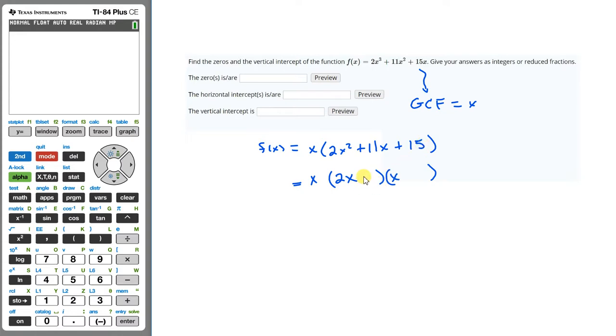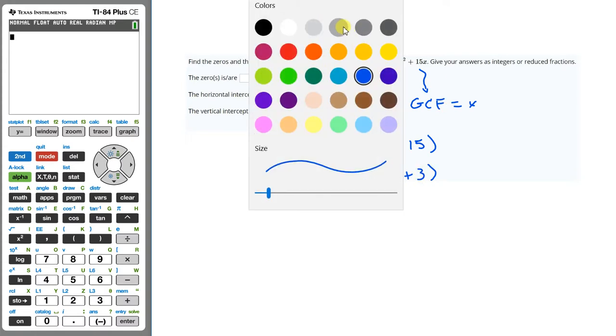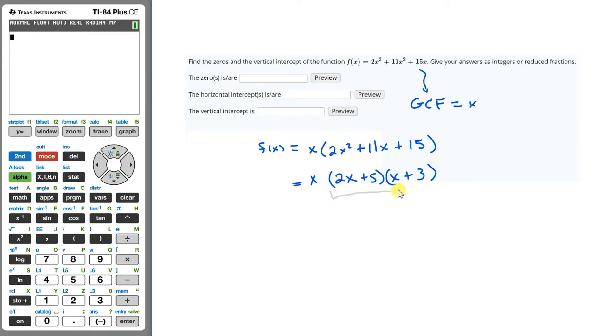If I do plus 5 here and plus 3 here, let's see what happens. Remember, to check a factorization, we kind of do a FOIL. So let's just do a FOIL on them, just to check the factorization. First times first is 2x squared. Outer times outer is 2x times 3 is 6x. Inner times inner is 5 times x or 5x. And then last times last is 15. 6x plus 5x are like terms, gives you 11x. So that is a correct factorization because when I FOIL out the factors, I get back to the original quadratic expression.